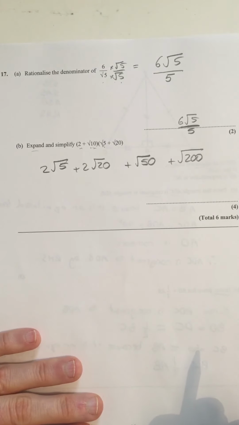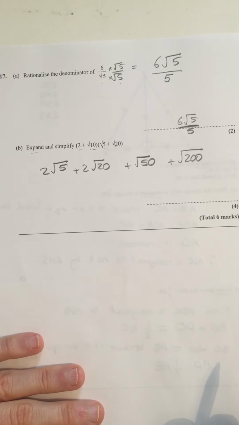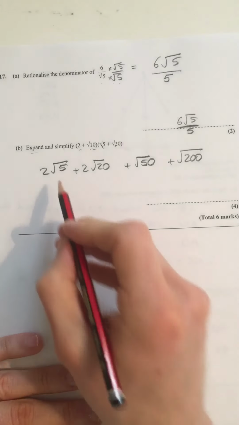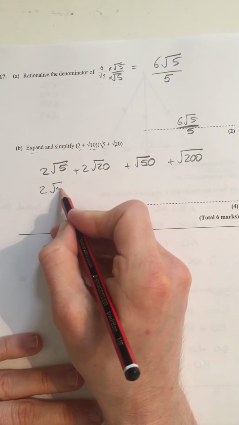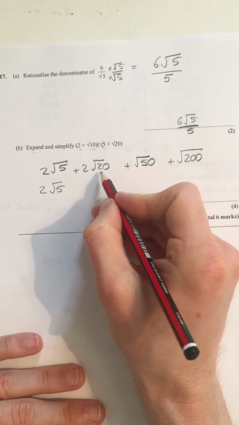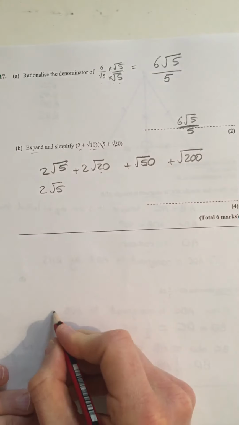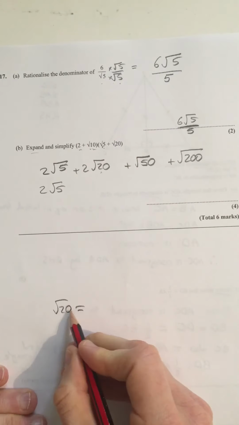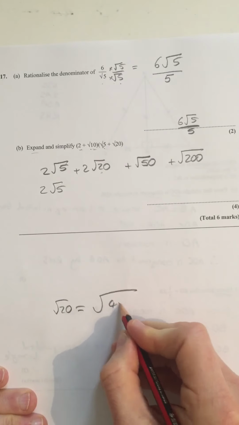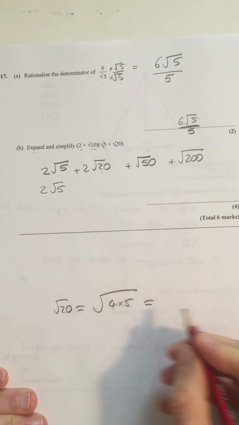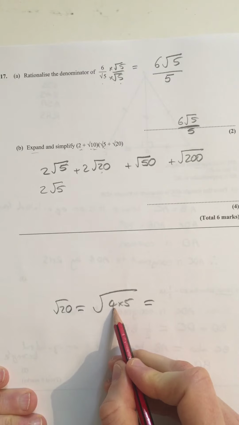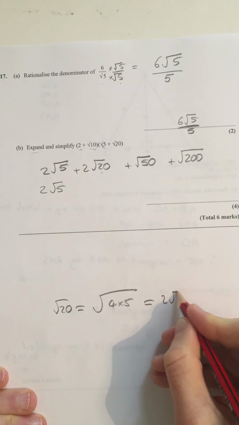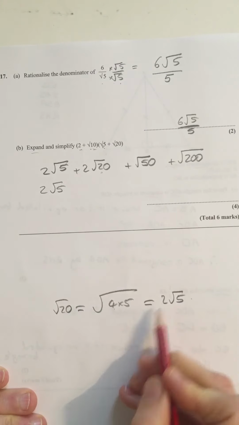And now I want to try and simplify these surds as much as possible. So 2 root 5, I can't simplify that at all, so let's leave that like that. The root 20 I can though. Let's just do a bit of rough working out down here. Root 20, I can think of that as being root 4 times 5. And the square root of 4 is 2. So I can think of this as being 2 root 5.